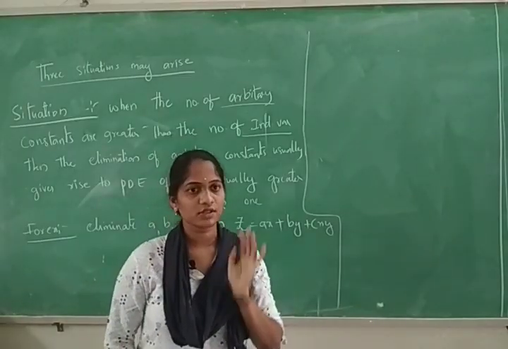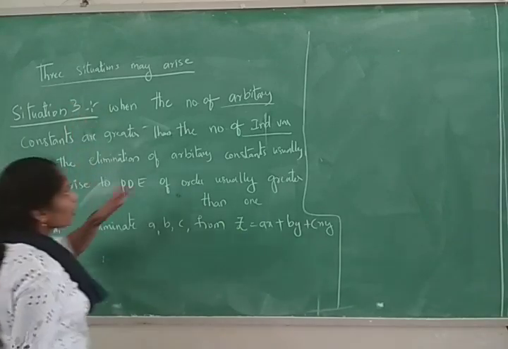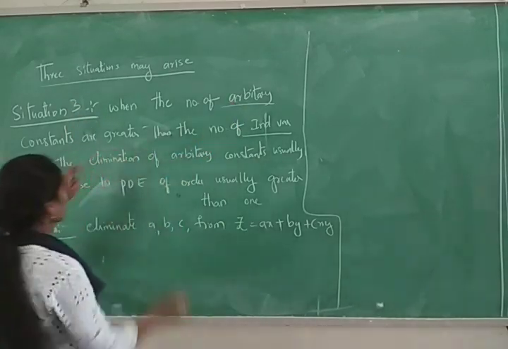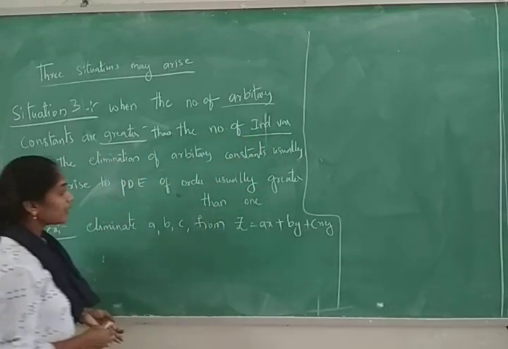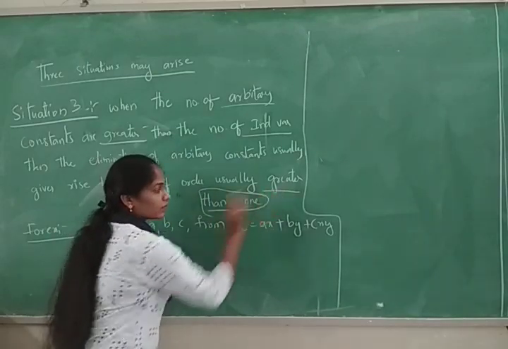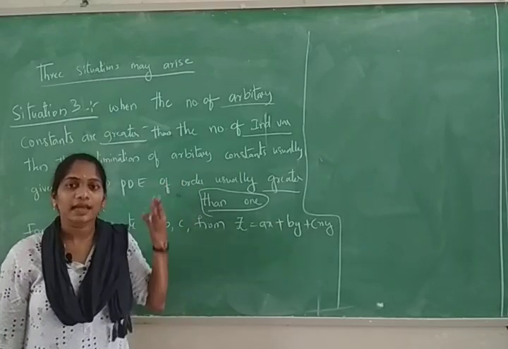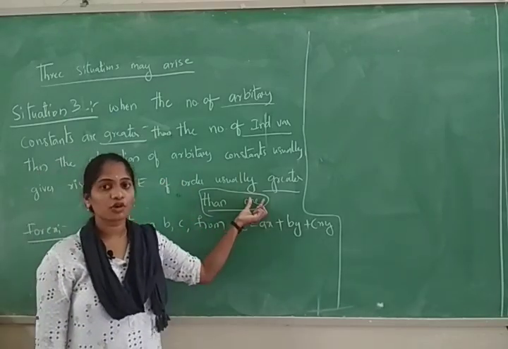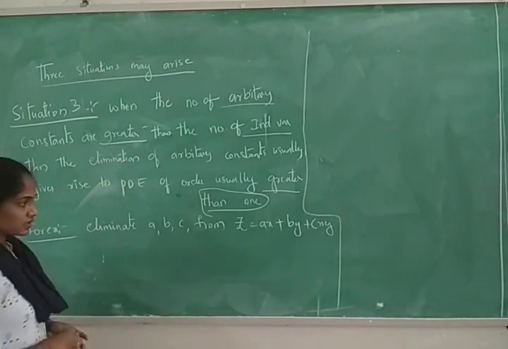So this is the third situation. What does it mean? Situation 3: arbitrary constants are greater than independent variables. Then we get a PDE of order greater than 1. Okay? When the arbitrary constants are more than the independent variables, we get a partial differential equation of order 2. And dou square comes like that, right? Now see, this is the equation.